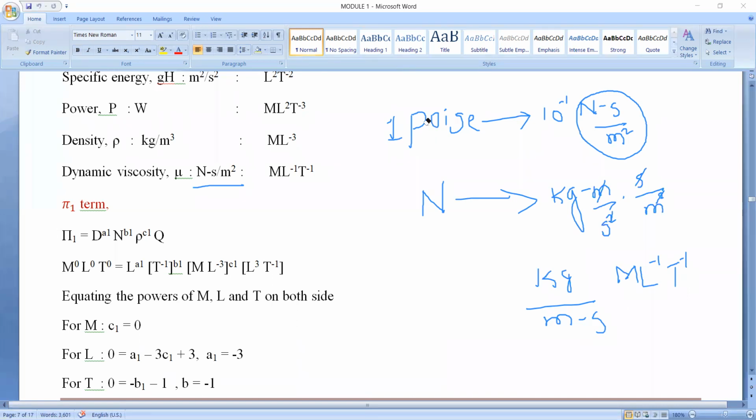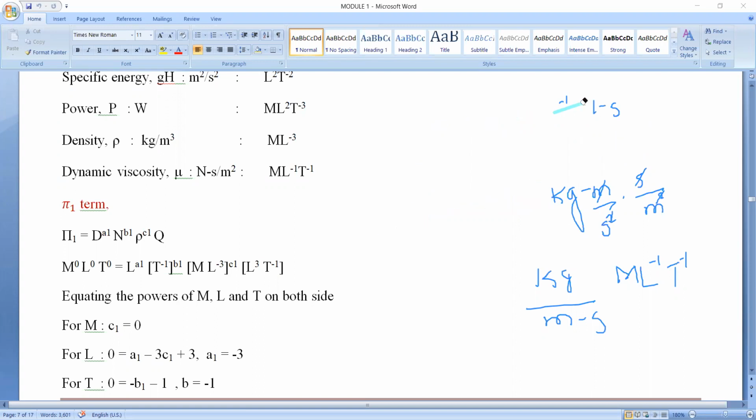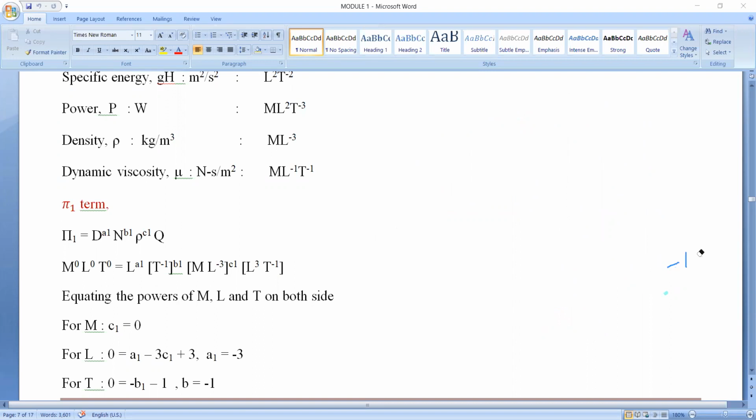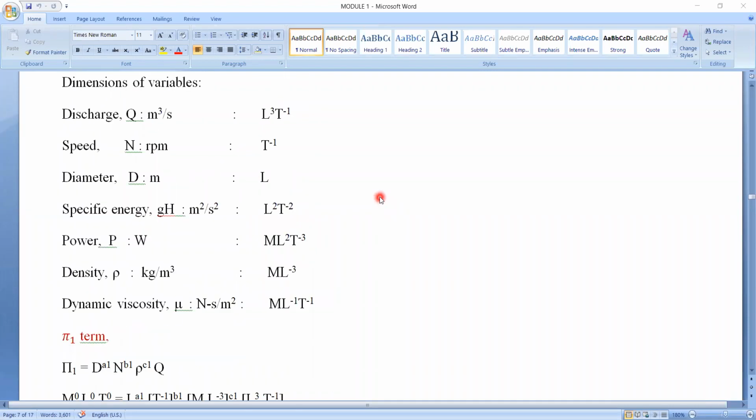Okay. So in competitive exams, they will ask for typical examples, like typical units, like what is the dimensional form for viscosity, kinematic viscosity, dynamic viscosity, power, etc. So this is a brief discussion on how to write the units or the variables in the dimensional form.